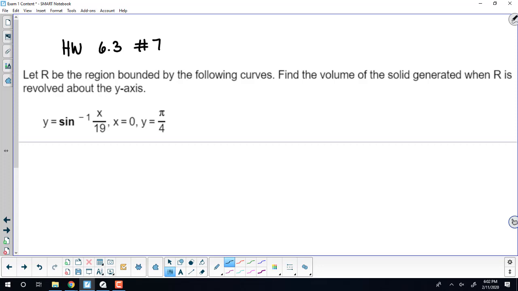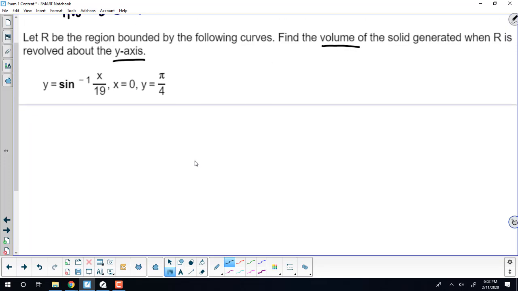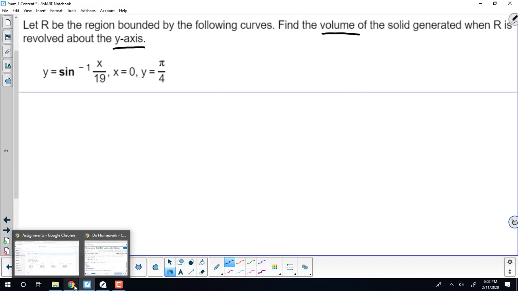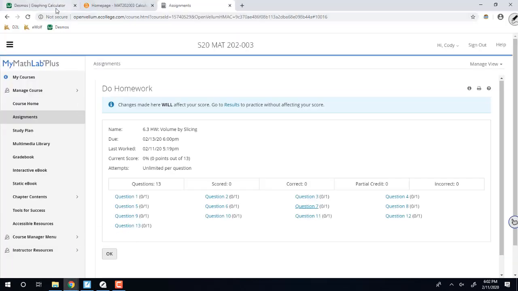Region bound by the curves, find the volume revolved around the y-axis. So, maybe you remember what inverse sine looks like, maybe not. The ones on the exam will have an accompanying graph for that. So let's go ahead and graph this.